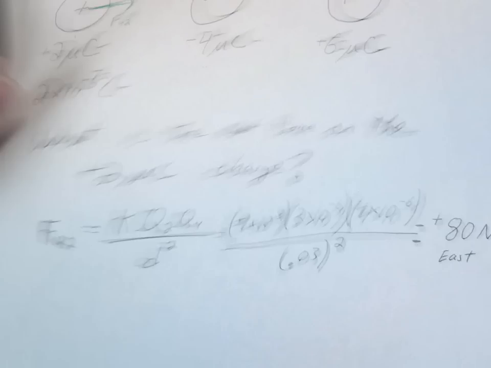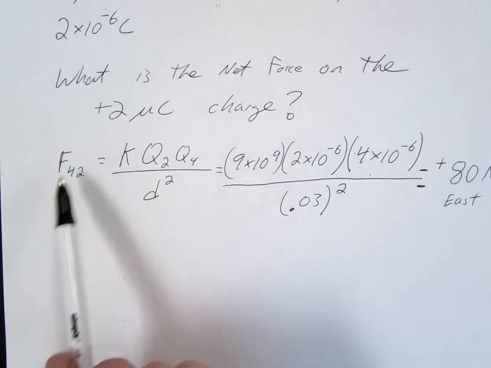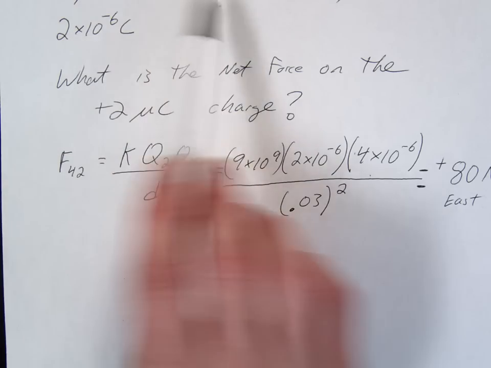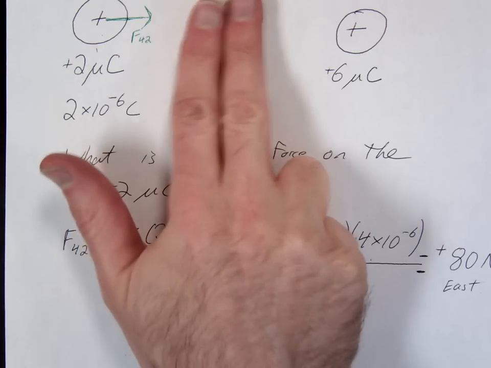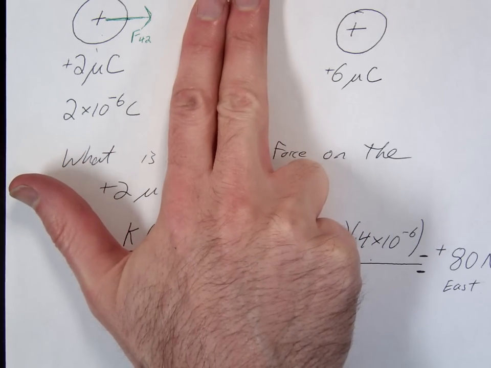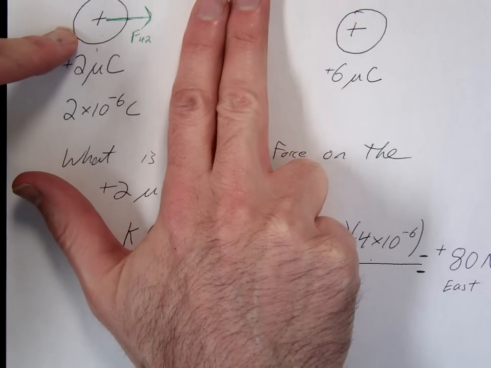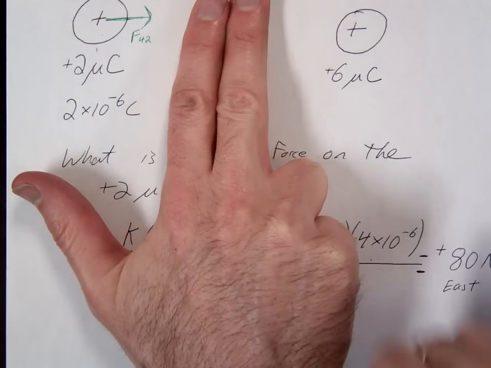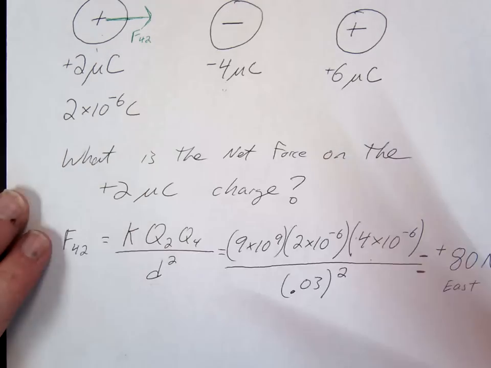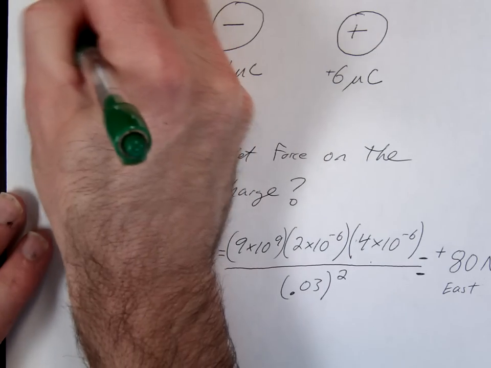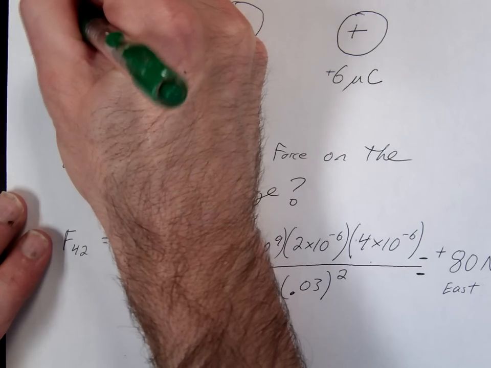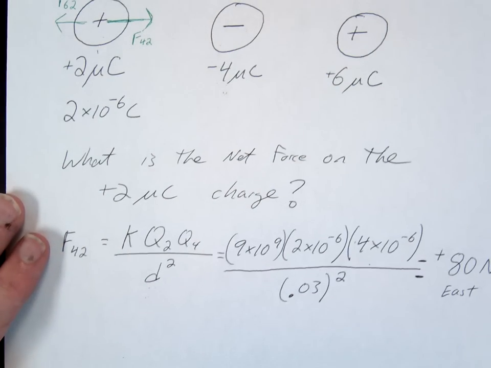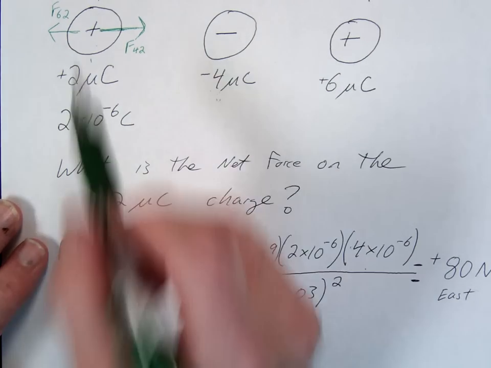Okay, let's do the last part. So that's what we do for the first part, and then what we're going to do is say, all right, let's ignore charge 4. So if I cover up charge 4 and I just look at charge 2 and charge 6, what is charge 6 going to do to charge 2? It's going to repel it. So charge 6 is going to repel charge 2. So there's going to be a second force going this way, and I'll call this F62. It's a second force going this direction.